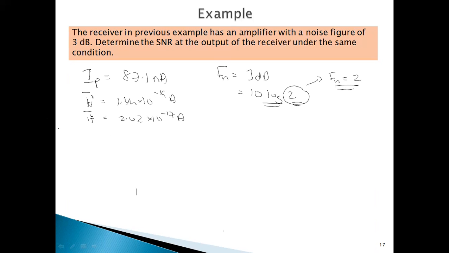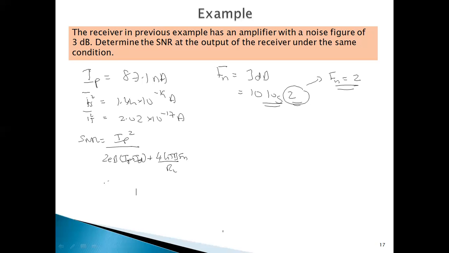From the SNR equation that we have seen, SNR equals the photocurrent squared divided by the current due to shot noise, which is 2eB(IP plus ID), plus the noise current due to thermal noise and the effect of amplifier-related components. That is why we have the Fn there, which is the inclusion of the amplifier-related noise, the combination of thermal noise and amplifier-related noise. So we have 4kTB Fn over RL.